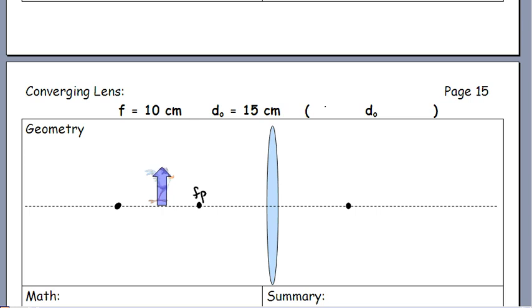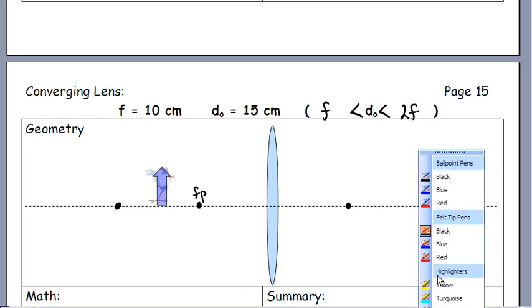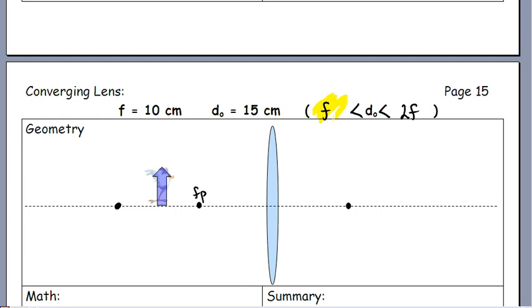So what's happening here where D is greater than a single focal length, but less than 2 focal lengths. It always does the same thing here. Let's go and see what that is. We'll try it twice. We'll try it with the ray diagram, then we'll try it with the math.